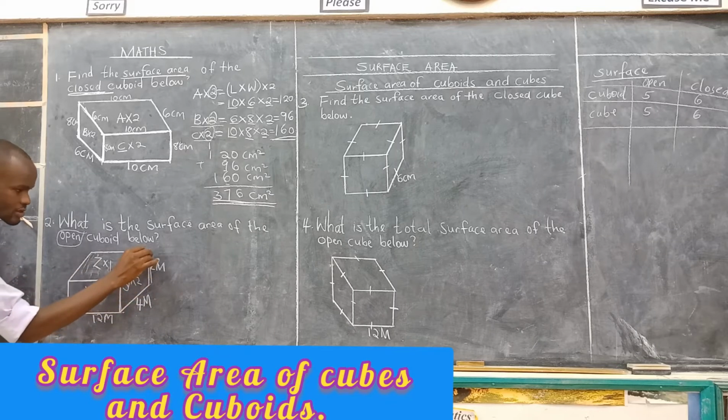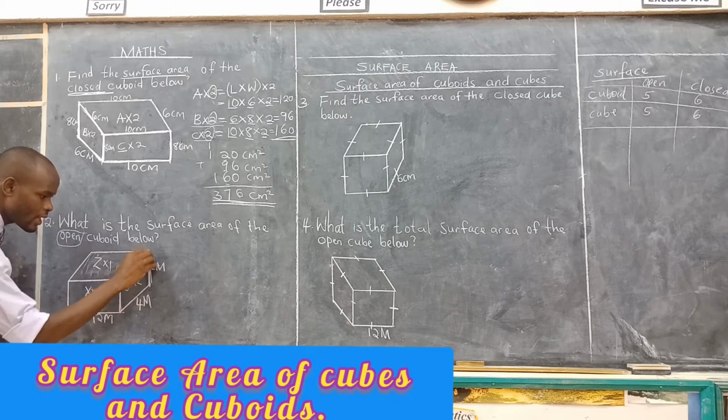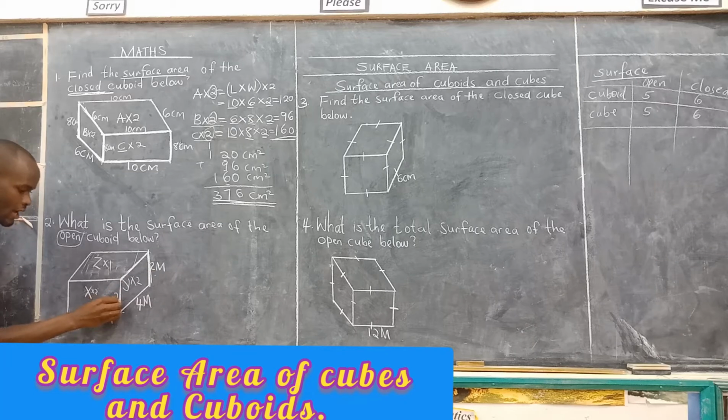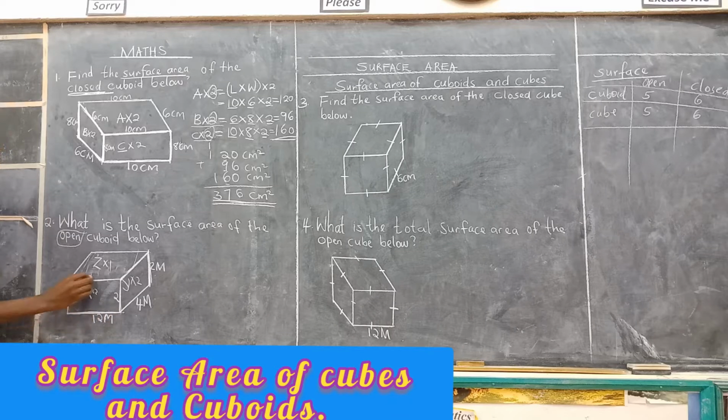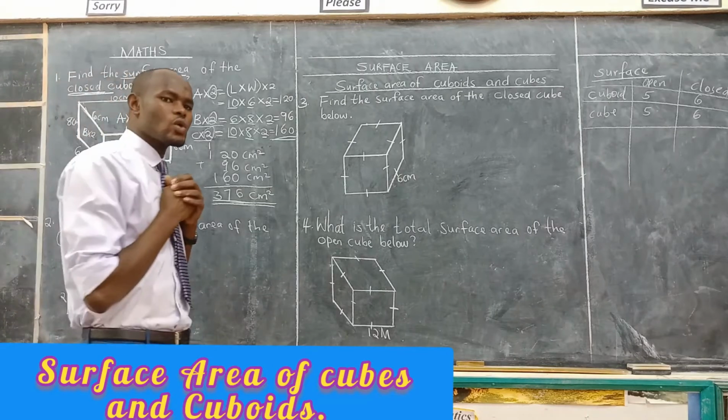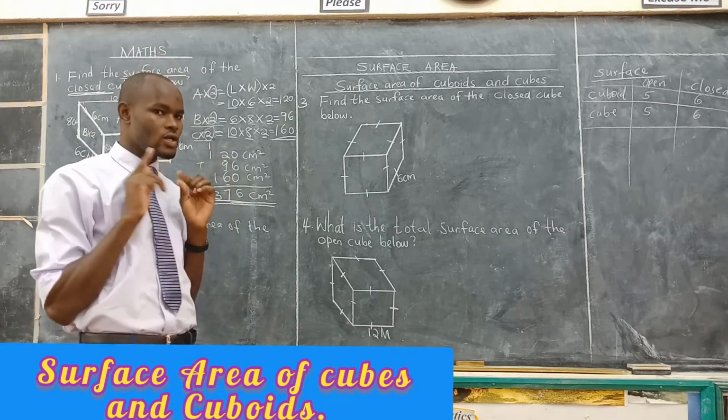What are the measurements of this figure? Here we have 2 meters. Here we have 12 meters. Here we also have 12 meters. Here we have 12 meters. We have 4 meters. Here we also have 4 meters. We also have 4 meters here. So now you have identified all the measurements of that open cuboid.